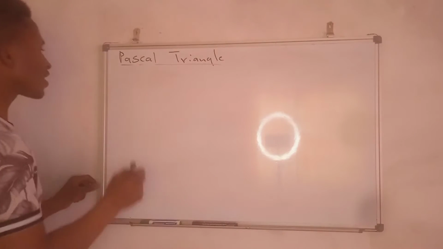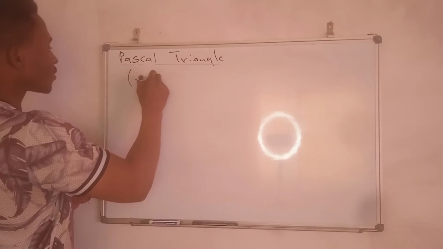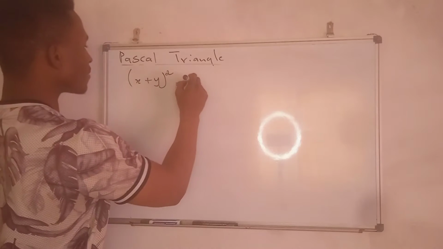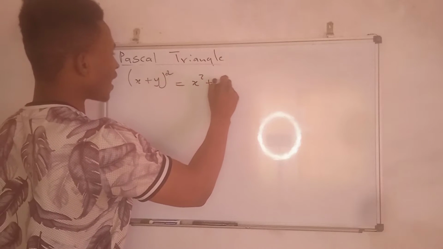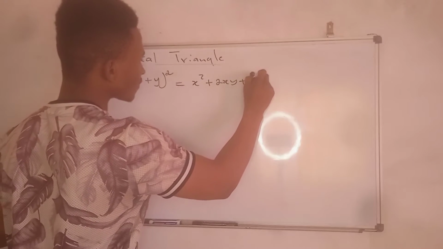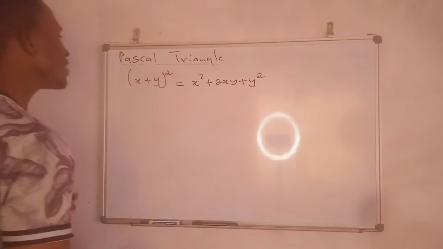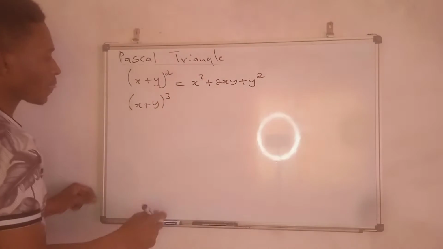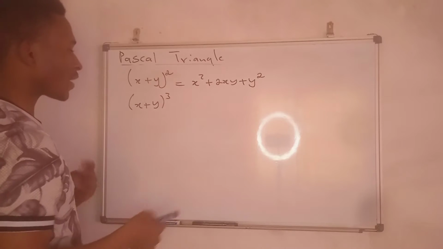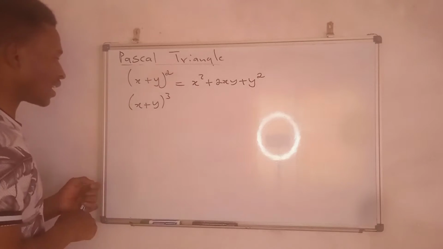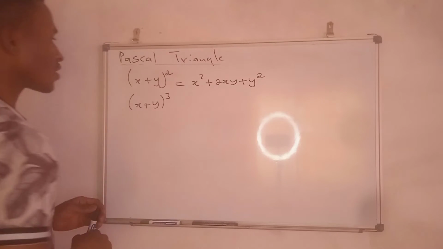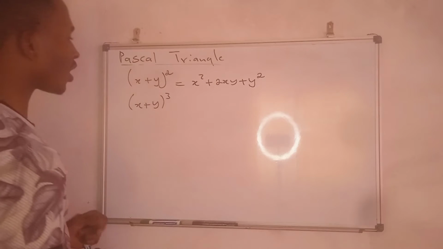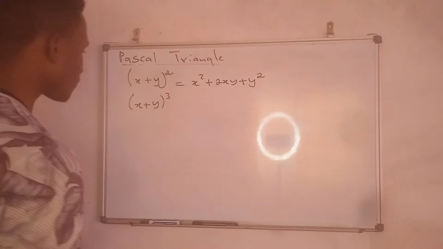So suppose they are asking you to expand something like this. This will be the same as x squared plus 2xy plus y squared. This is too simple. But what if they give you something like x plus y to the power 3? As the powers continue to increase, so does the difficulty of the equation. It's going to be a little bit hard to compute it this way. But we can use a method called Pascal theorem.